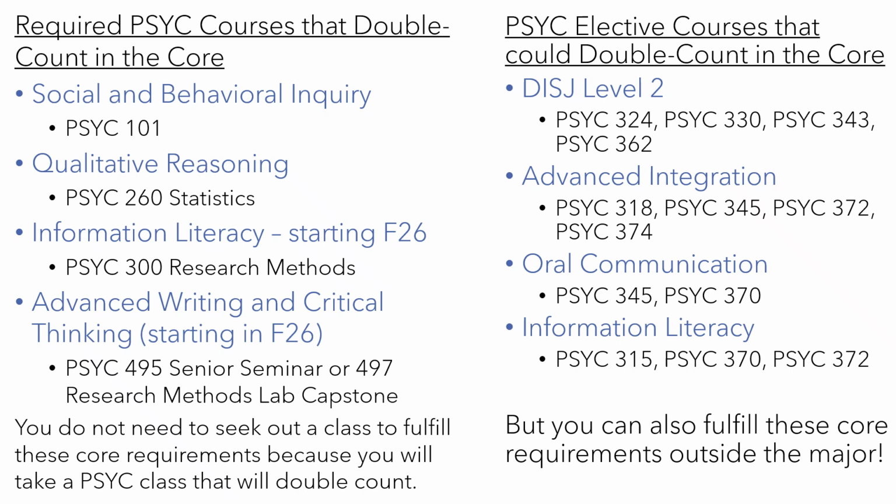We have classes that count for the Diversity, Inclusion, and Social Justice Level 2, Advanced Integration, Oral Communication, and Information Literacy. But please note that these are core requirements, and therefore you do not need to fulfill them with a major class. You can fulfill them with other classes that maybe double count in other areas in the core, or with a class that maybe double counts in a minor. Or perhaps you just find a class that's of interest that you would like to take that would satisfy some of these requirements that's outside of psychology.